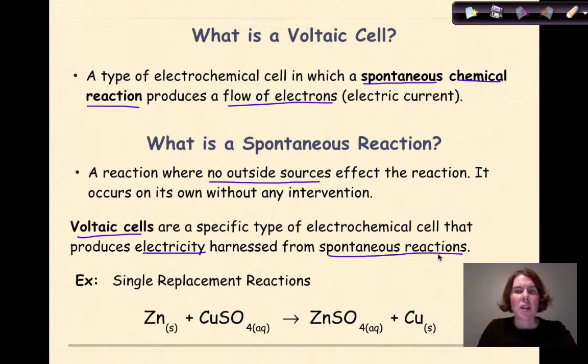An example of a spontaneous reaction would be the reactions that we've been talking about lately, which are single replacement reactions. Below we have one type of single replacement reaction, where we have zinc, which is a more active metal than our copper, which is involved in this copper 2 sulfate solution. The zinc can come in and kick out the copper. The copper precipitates out to form solid copper metal, and the zinc becomes part of the solution. This is an example of a spontaneous reaction, and more specifically, a single replacement reaction.